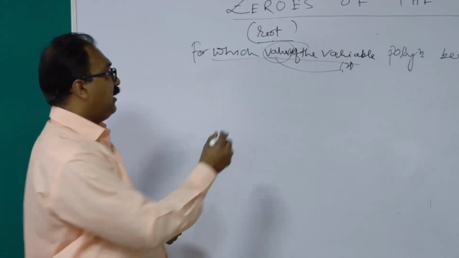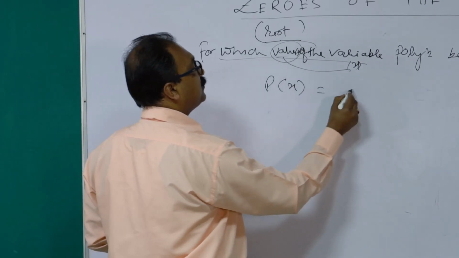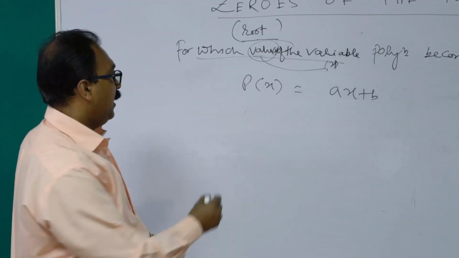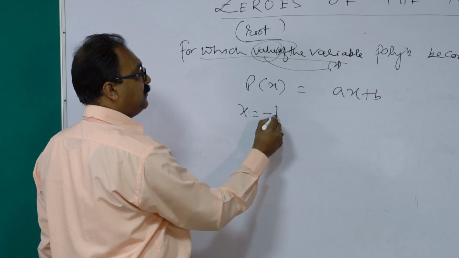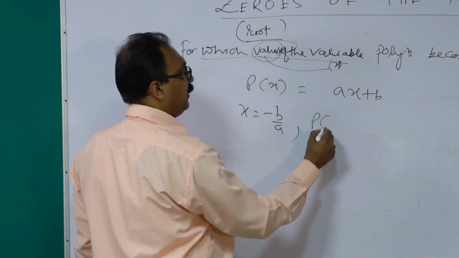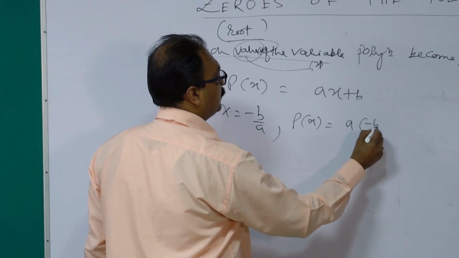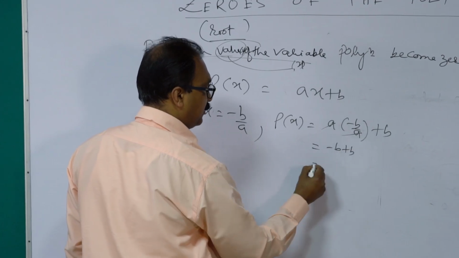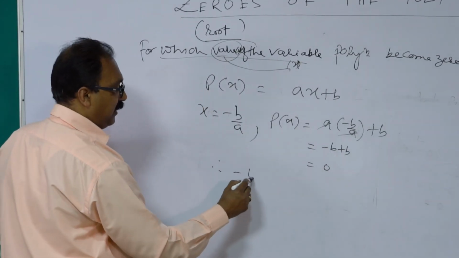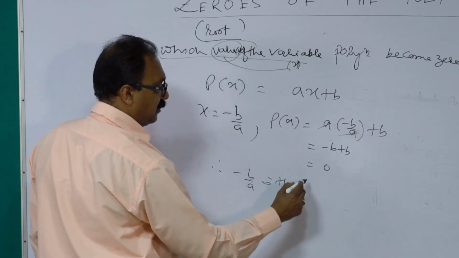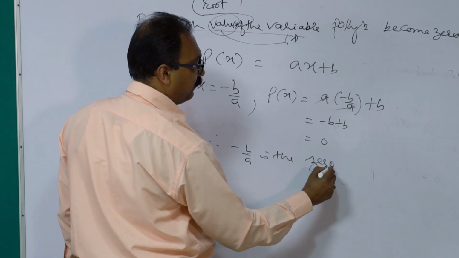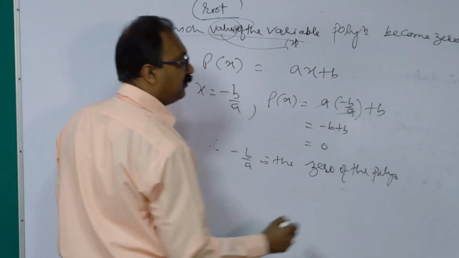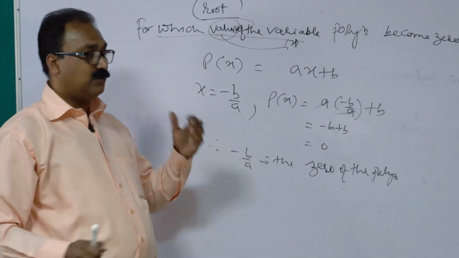Now suppose the polynomial is p of x equal to ax plus b. What is the zero of the polynomial? If I put x equal to minus b by a, then what will be p of x? A into minus b by a plus b. Cancel a. Minus b plus b is equal to 0. So therefore, minus b by a is the zero of the polynomial. This is the way we can find the zeros of the polynomial.